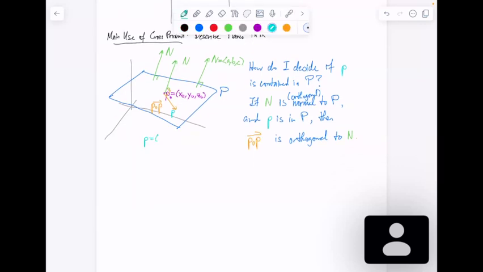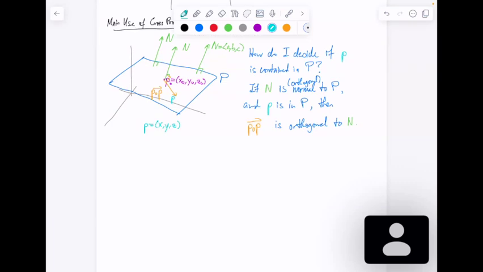Let's say p has coordinates x, y, z. So the equation of the plane is, in this case, p is in the plane if and only if it satisfies your vector n. Here I'm not using the cross product, I'm using the dot product. n dotted with the vector p0p is equal to 0. Now let's write this out.